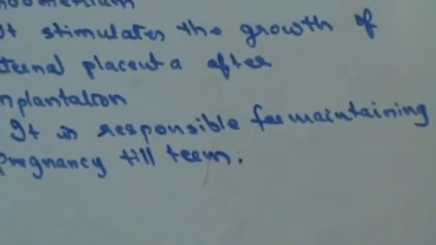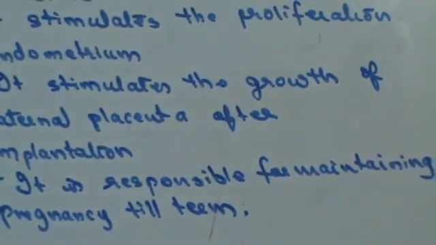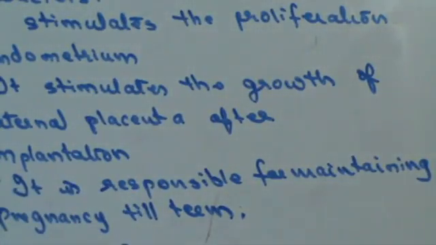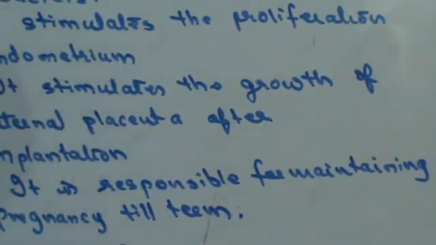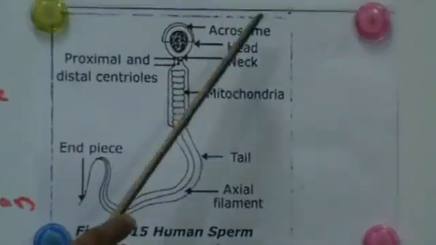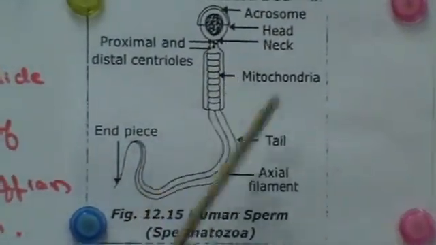So those were the hormones that were responsible for the menstrual cycle. Now let's see the human sperm. Next thing that we are going to see is the human sperm. That's how a human sperm looks like. Understand the human sperm. Now, the human sperm is made up of four parts: the head, the neck, the middle piece, and the tail.